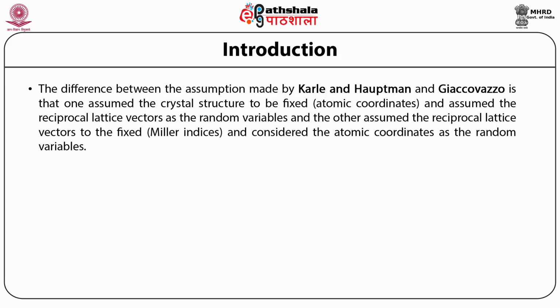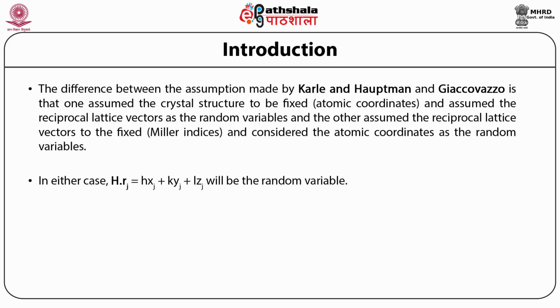The difference between the assumptions made by Karl and Hoffman and Giacovazzo is that one assumed the crystal structure to be fixed, that is, atomic coordinates are fixed, and the reciprocal lattice vectors HKL are assumed to be random variables, and the other assumed the reciprocal lattice vectors, the Miller indices HKL, to be fixed, and considered the atomic coordinates as the random variables. In either case, H dot Rj, defined as Hxj plus Kyj plus Lzj, will be the random variable.